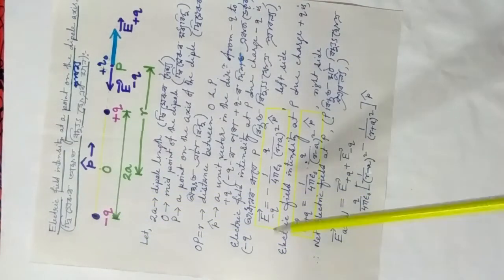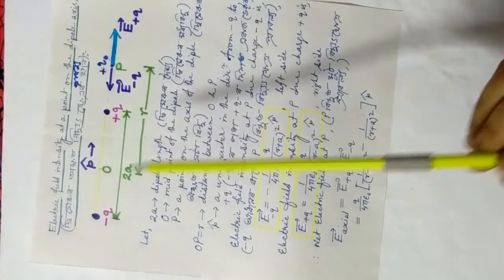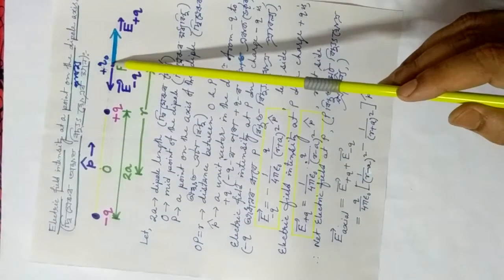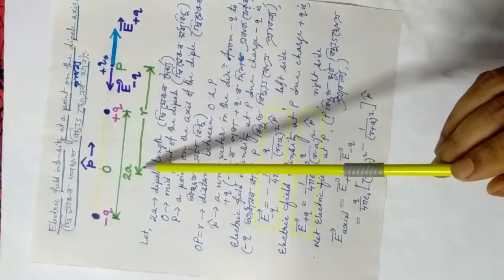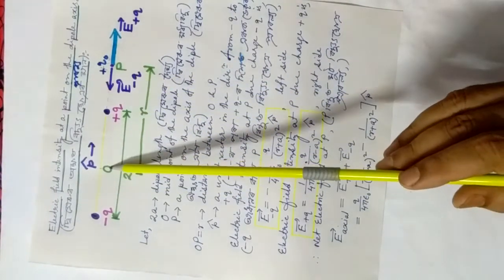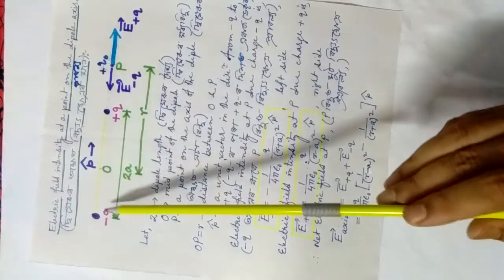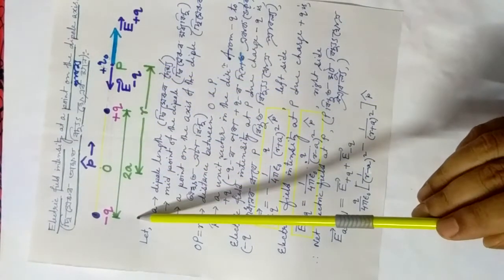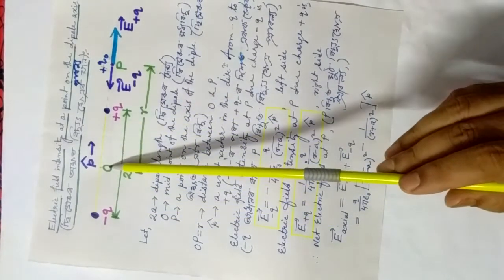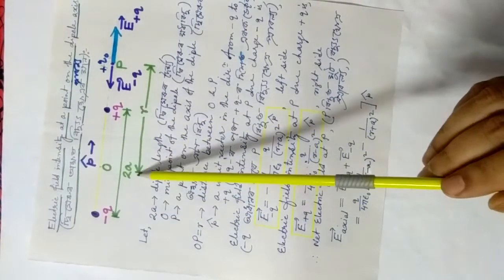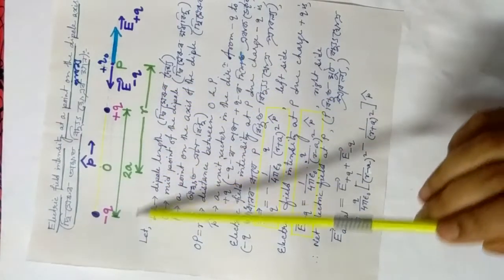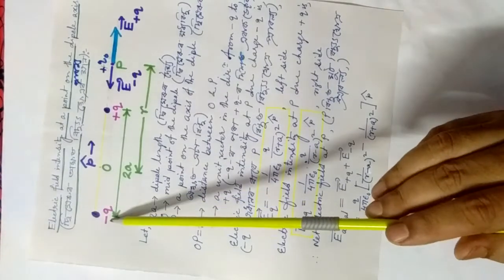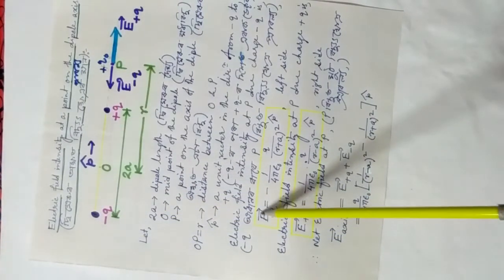Now here also we are going to apply the same formula. Since this is a point charge minus q, the distance between minus q and P is what? All the distances are measured from the center of the dipole. That is why this is r, that means OP is equal to r. Since this is 2a and this is the midpoint, this distance is a. So r plus a. Due to minus q, the electric field intensity is E vector minus q.